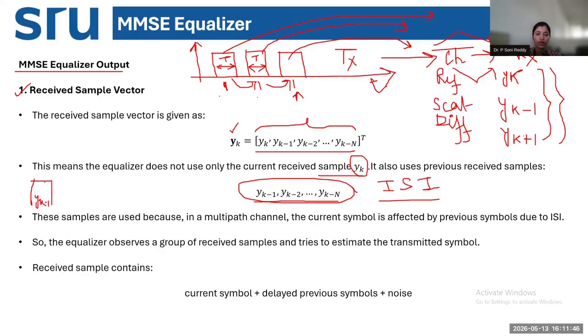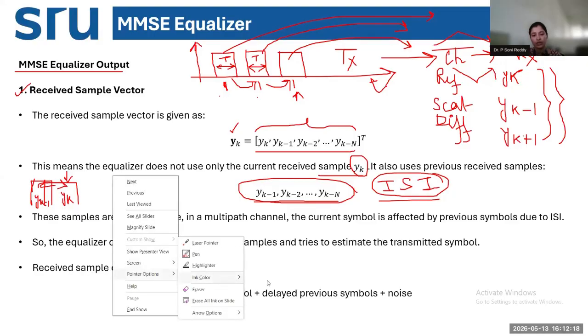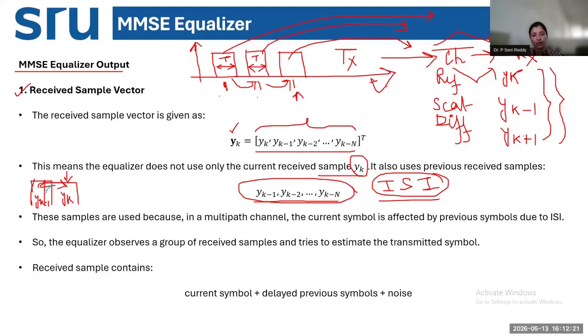Okay. So this y(k-1) is overlapping with your current symbol, which is your y(k). Currently I am transmitting this symbol, but at the receiver, the previous signal is already delayed because of this multipath effect. This ISI will cause the signal to interfere with the nearby symbol that is being transmitted. So the overlapping that is happening here between the previous symbol and the current symbol is actually the inter-symbol interference.